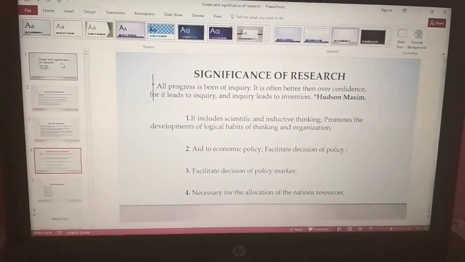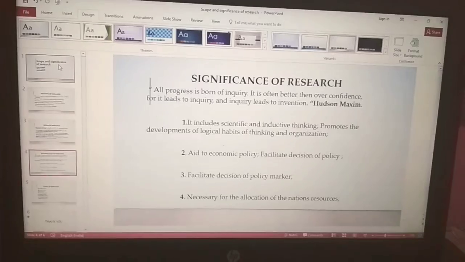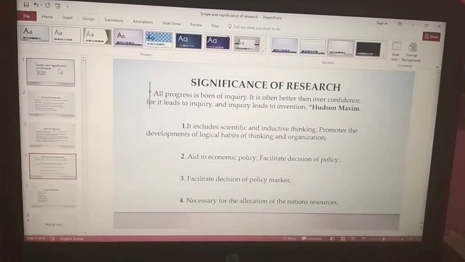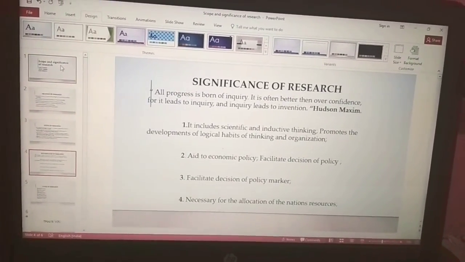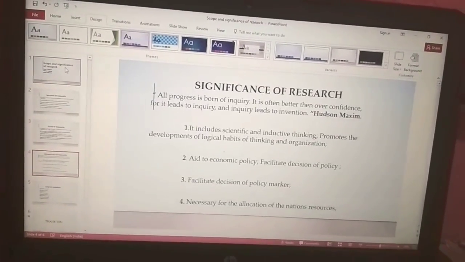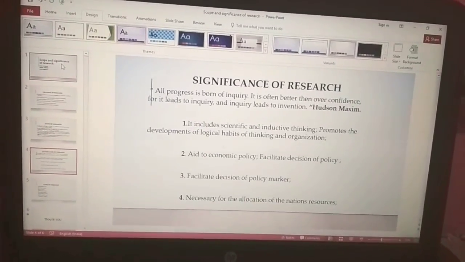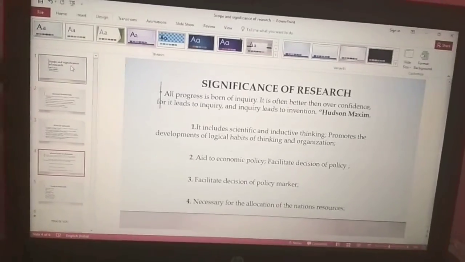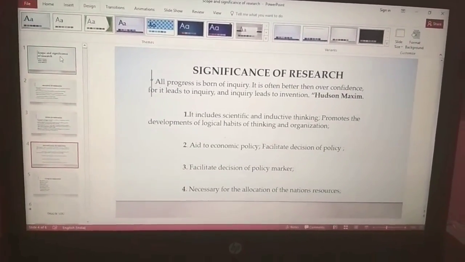The first one is that it includes significant and inductive thinking, and promotes the development of logical habits of thinking and organizing. The next one is an aid to economic policy, to facilitate the decision of policy. A third one is to facilitate the decisions of policy makers, necessary for the allocation of the nation's resources. Moreover, research also plays a big role in economic and financial matters.